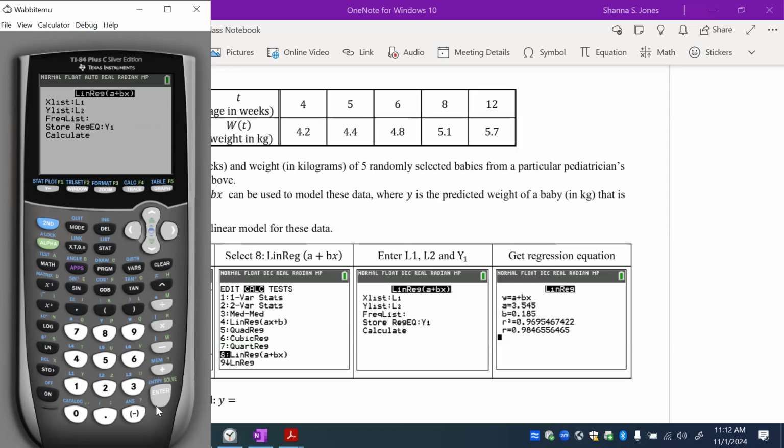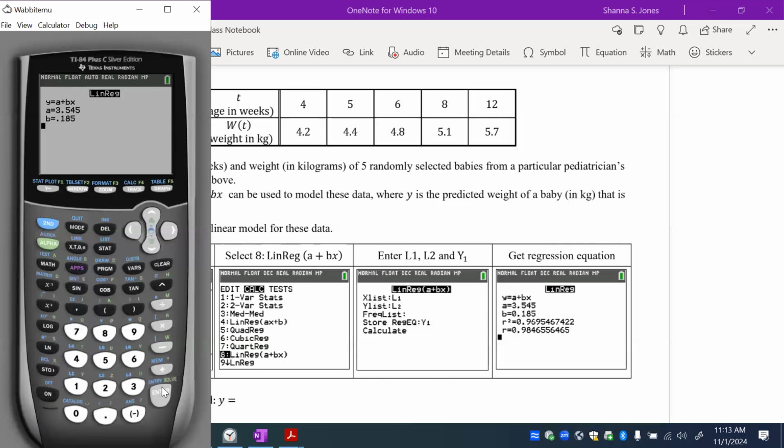But the calculator's been updated, so you can just hit alpha trace and it goes right to it. Or the old school way is always good: vars, Y-vars, 1, 1. Still going to get you there, right? Either way. Okay. Then you're going to calculate. It's going to calculate your model.